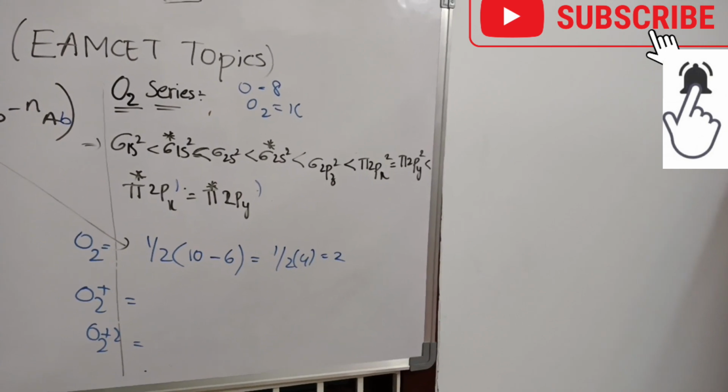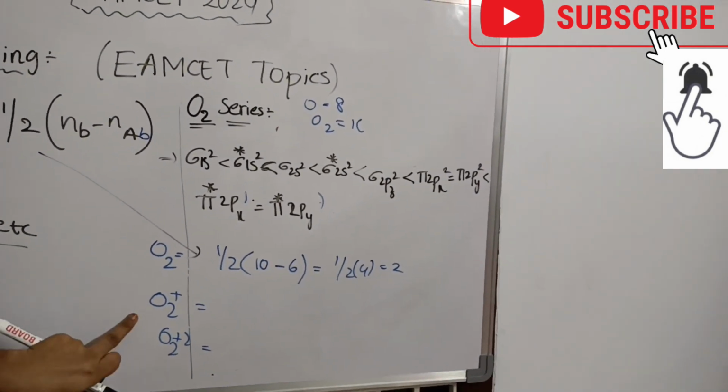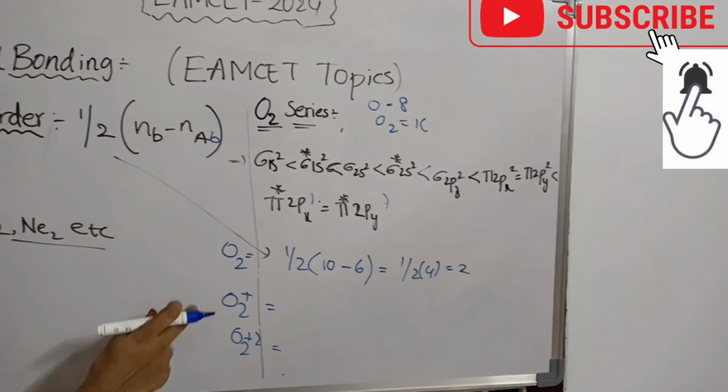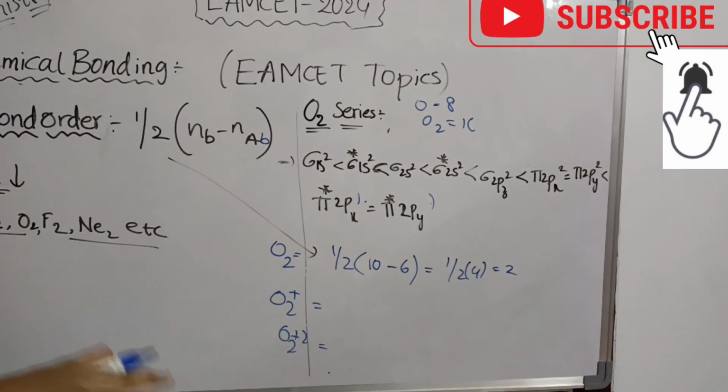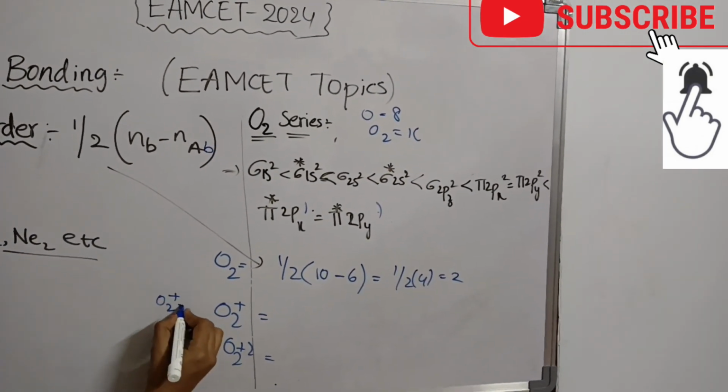In N2, if N2 plus, the bond order is decreasing to 0.5, we have done that. For O2 plus, it is reverse. It will increase. Now I will show you. So O2 plus means the electrons are decreased. Okay. So how much? One electron is decreased. So O2 plus means the number of electrons is 15.